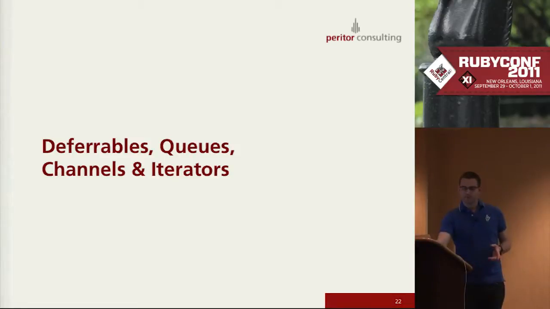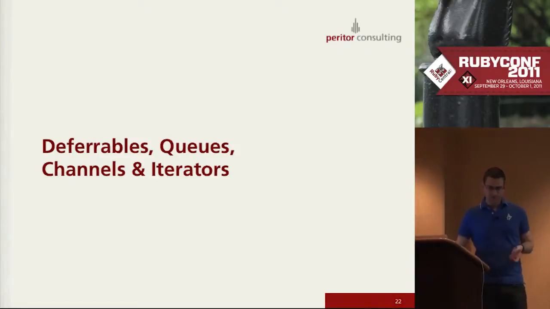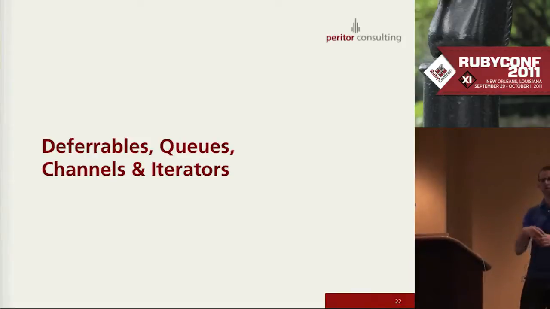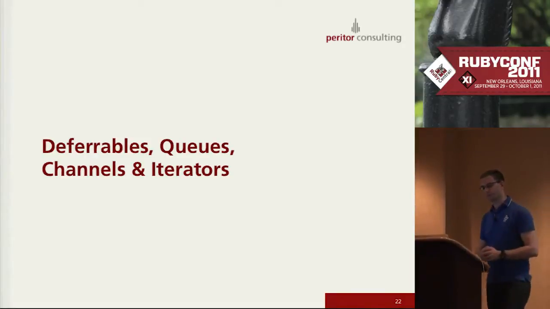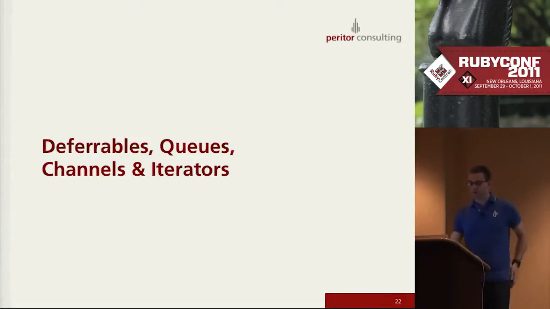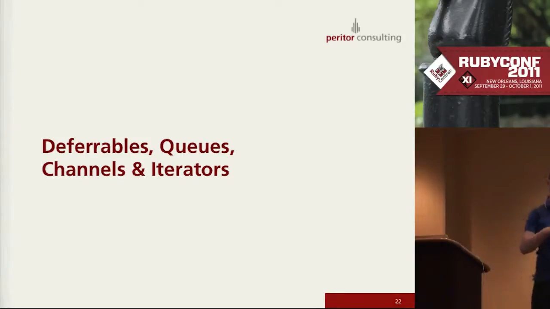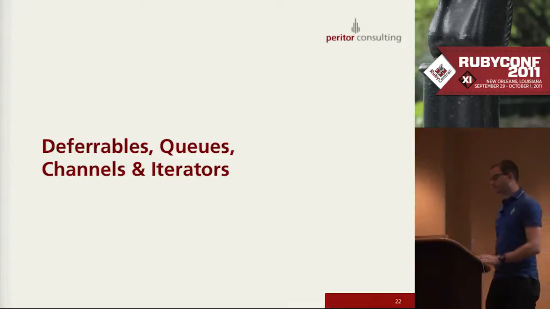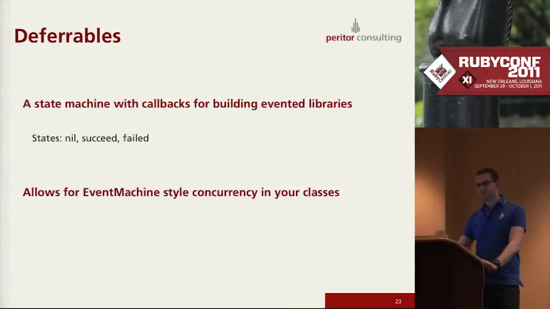But there are a couple of syntactic sugar helper classes that make it a lot easier to not get tangled in such callback code. A couple of those are deferrables, queues, channels, and iterators, which I want to talk about. They help you structure your code so that you don't get tangled up, and it's very easy to make sure that you're calling the right code from the right place. So the first one is deferrable.